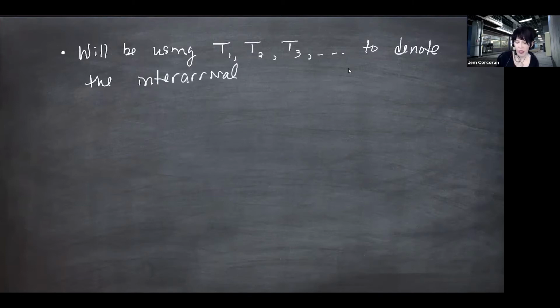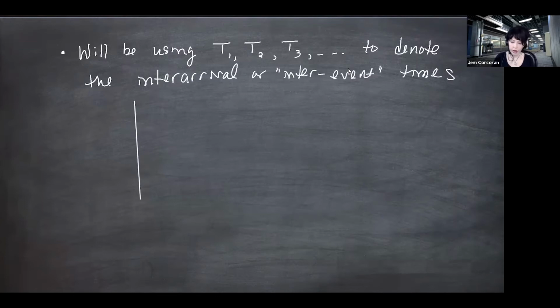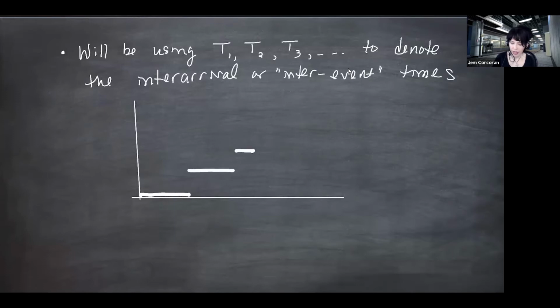Inter-arrival or inter-event times. So our Poisson process is a kind of counting process with extra properties. So it is going to look like a step function. And so it'll be 0, and then it will jump up by 1, and then it will jump up by 1 and jump up. That doesn't look like 1.